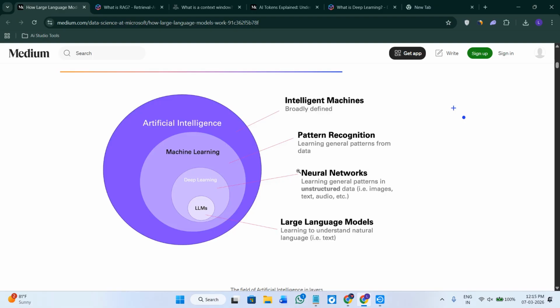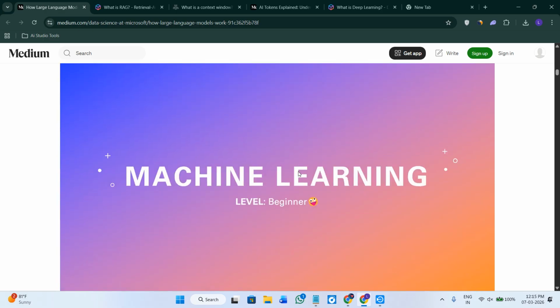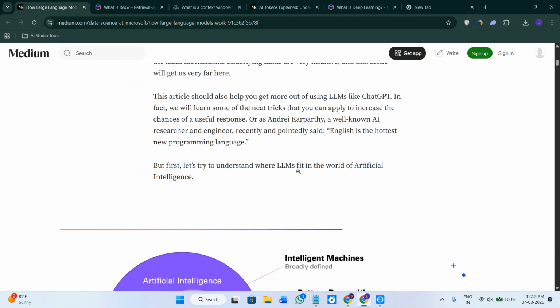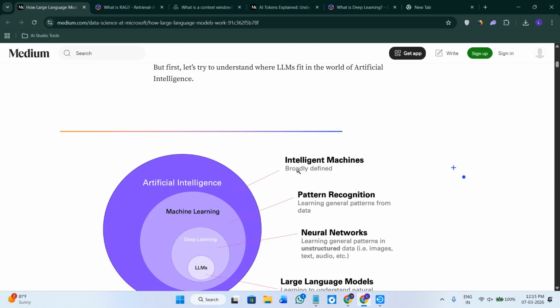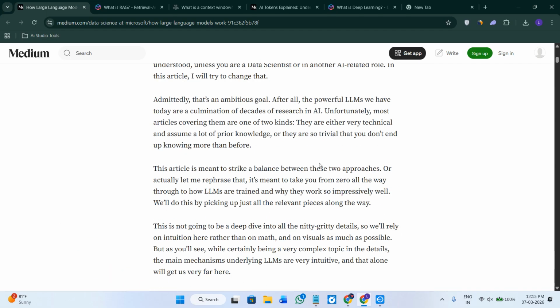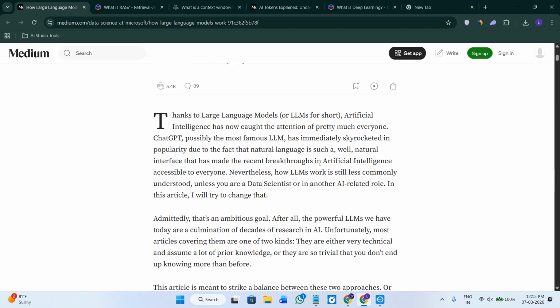Another key concept is tokens. Instead of reading the full sentence at once, the model breaks the text into smaller pieces called tokens. These can be words or parts of words. The AI processes tokens and predicts what token should come next.